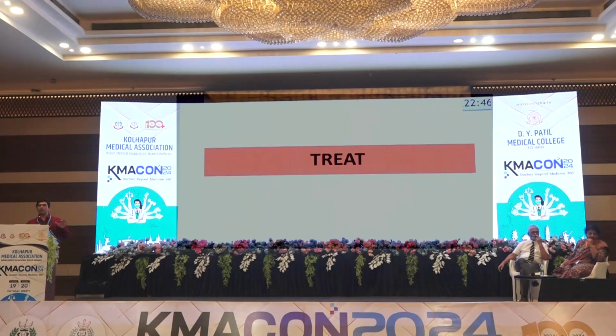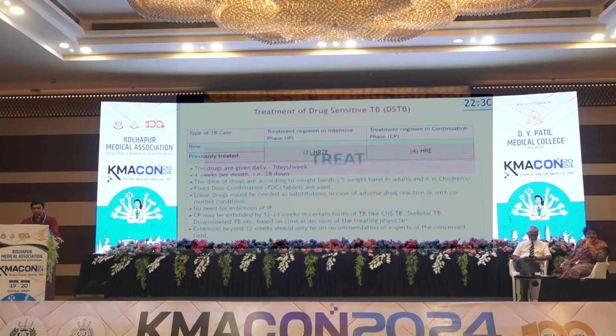Okay. Now coming to the treat part. Under treat, we know there are specific guidelines provided by the Ministry of Health and Family Welfare and the Central TB Division. There are regimens for DSTB and there are regimens provided for DRTB. For DSTB, as we know, it is a 6-month duration, 2 months intensive phase and the rest 4 months continuation phase. In the IP, we are providing 4 first-line drugs in a fixed dose combination, according to the weight bands for adults and for pediatrics.